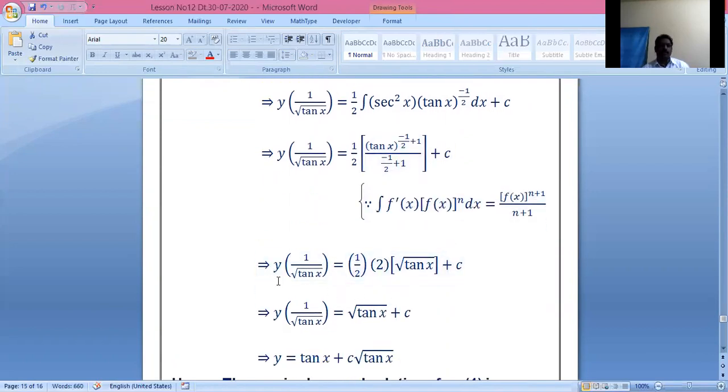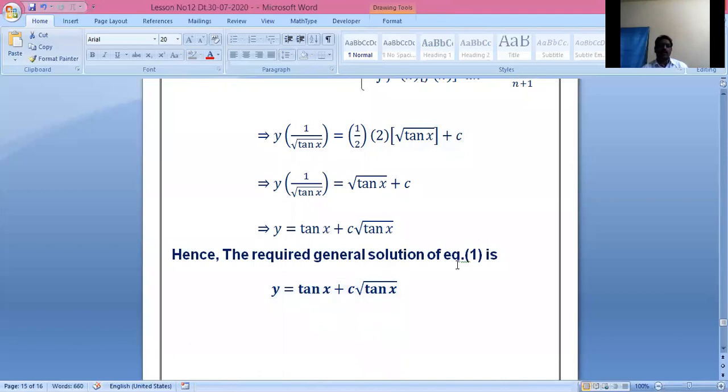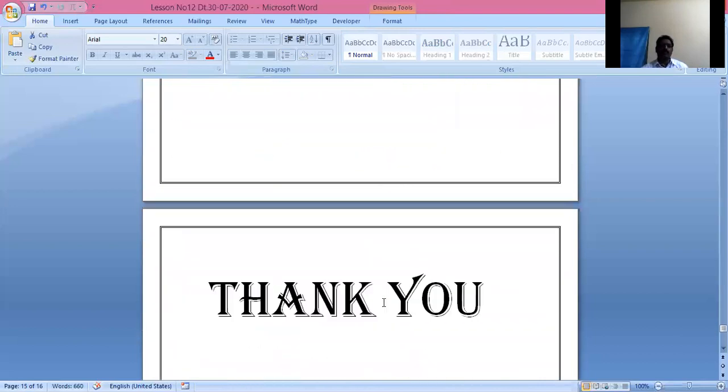That implies y into 1 by root tan x is equal to 1 by 2 into 2 root of tan x plus c. Here 2 and 1 by 2 get cancelled each other. We get root tan x plus c. That implies y is equal to tan x plus c root tan x. Hence, the required general solution of equation 1 is y is equal to tan x plus c root tan x. Thank you.